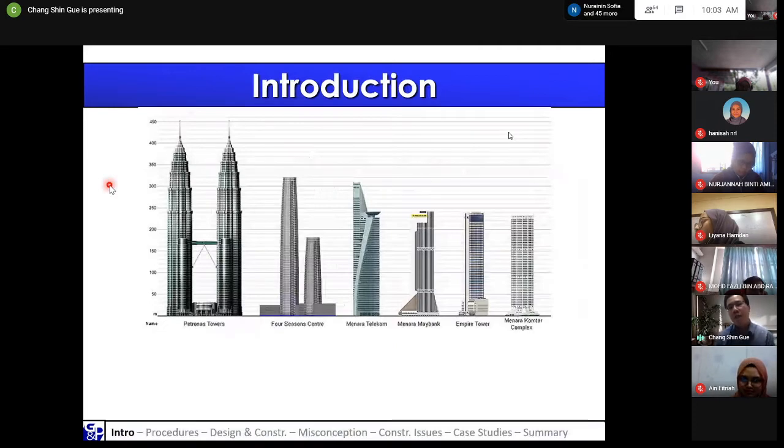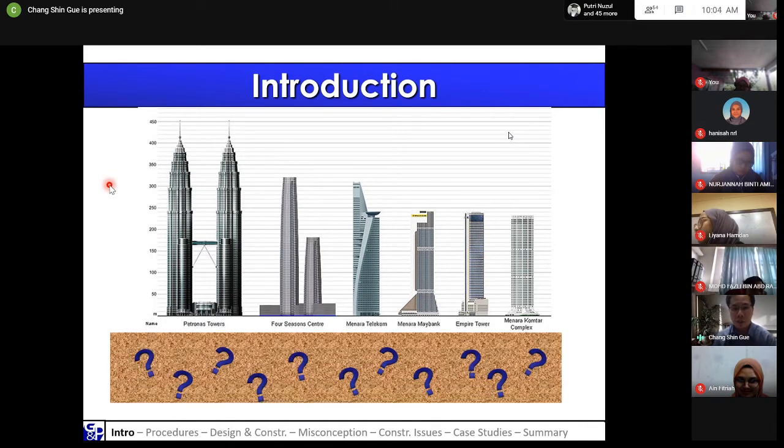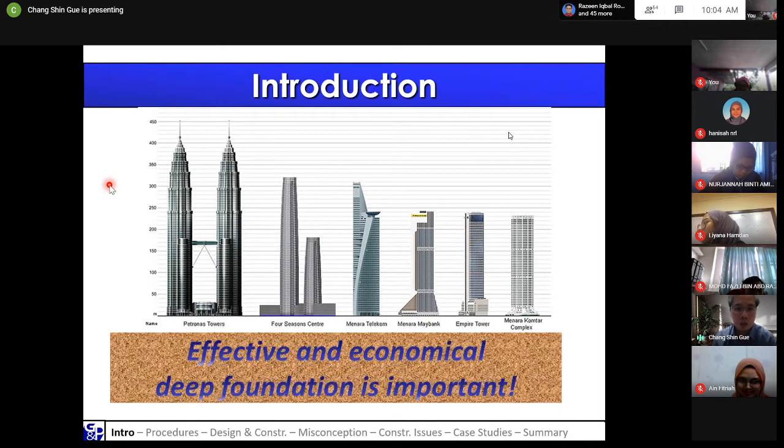Now for the introduction, not even for civil engineering students, even for laymen, we tend to admire how big or how tall and how nice a high-rise building looks. But for geotechnical engineers, we are actually concerned with what's underneath. And the most important question for us is how to achieve effective and economical deep foundation. So hopefully by the end of this talk, you have a better idea on how to approach this.